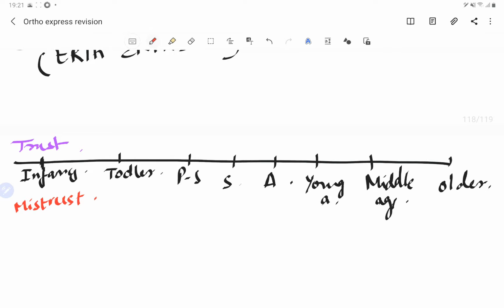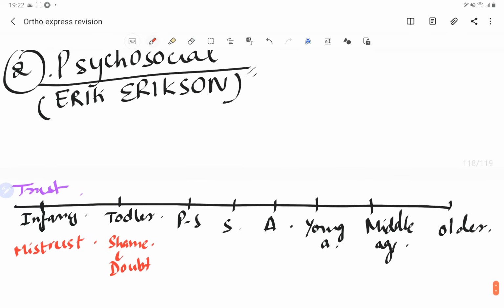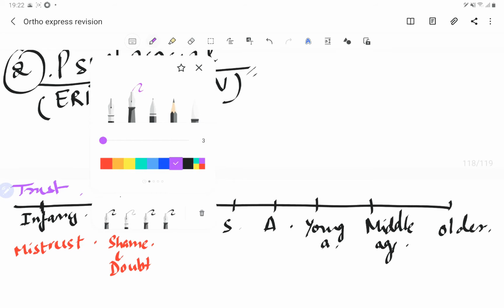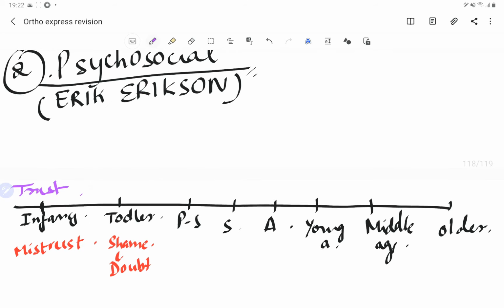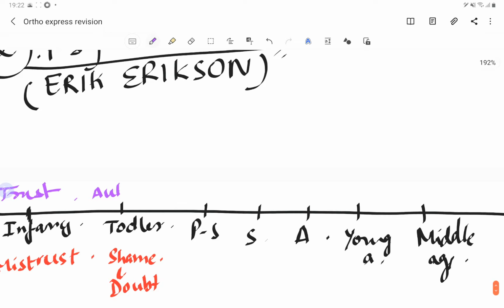Same goes for the toddler. In the toddler stage, either there is going to be shame when, in the potty training stage, the child is not able to go to the potty and instead he is pooping in the pants or peeing in the pants. So that builds shame and doubt. Or if he is able to do his potty training, then guys, there is autonomy. So like that, there are stages.